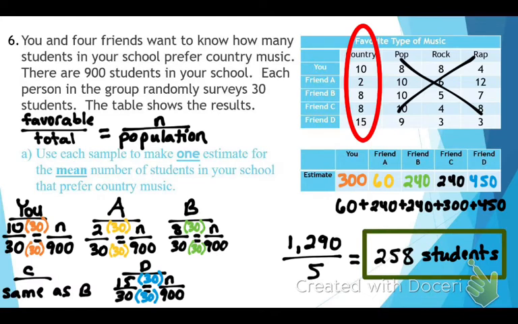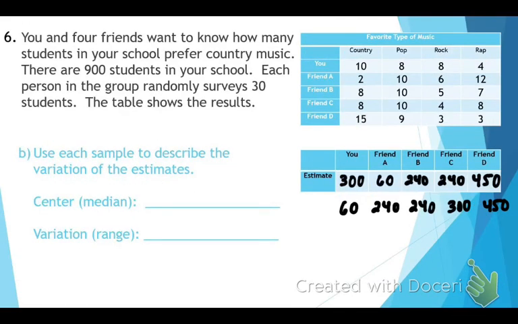Now, we just took that sample. We did not figure it out on our own because we really don't have time to go and ask all 900 students. So that's why we did this sample. All right, so now we're going to go on to sample B. It says use the sample to describe the variation of the estimate.